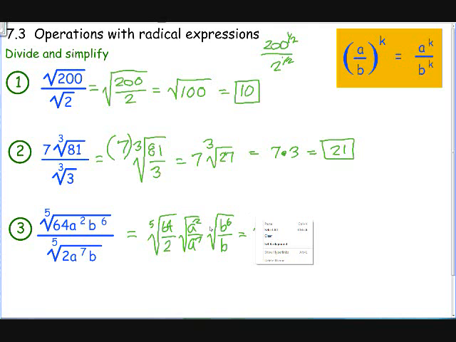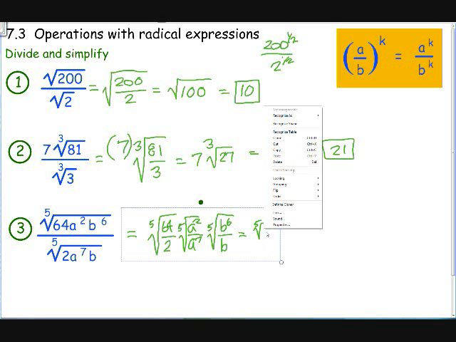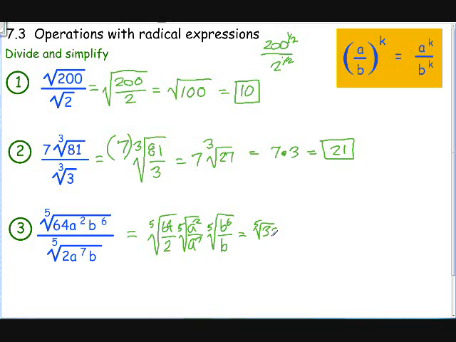Oh, look what I forgot over here. I forgot to write in my little 5. I'm getting lazy. But that's important, isn't it? It makes a big difference. Okay, the 5th root of 32. And what's going to happen here? This will end up being the 5th root, don't forget that little 5, of 1 over a to the 5th.